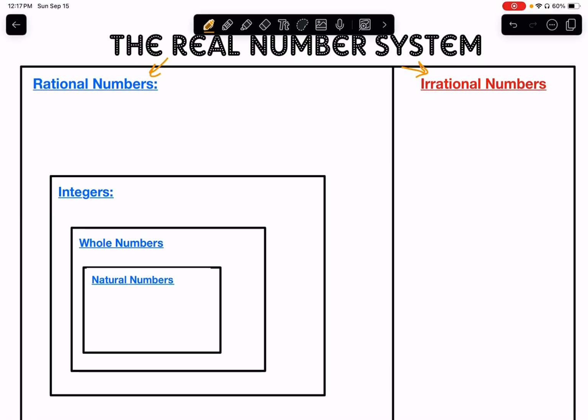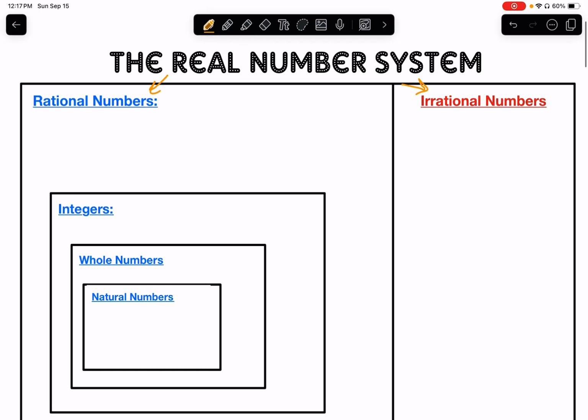Okay, so you should have written down what I've written down so far. All right, here we go. So all real numbers are rational or irrational. Let's distinguish between the difference between rational and irrational. Here we go. So our rational numbers are numbers that can be written as a fraction of two integers. So that's a rational basic definition.